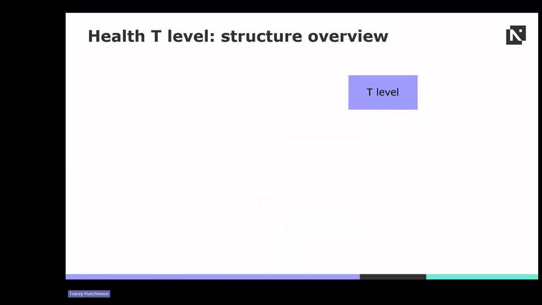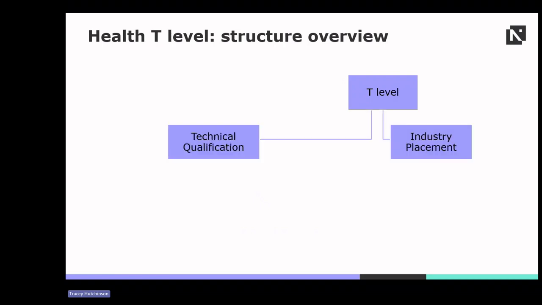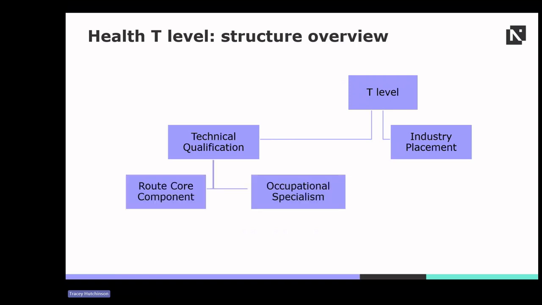So the T-Level qualification is composed of two elements. The technical qualification, or TQ, which is developed by an awarding organisation such as NCFE, and the industry placement, which falls under the remit of DFE. The TQ has two parts, the core component, which is the focus of year one, and the occupational specialism, which is the focus of year two.